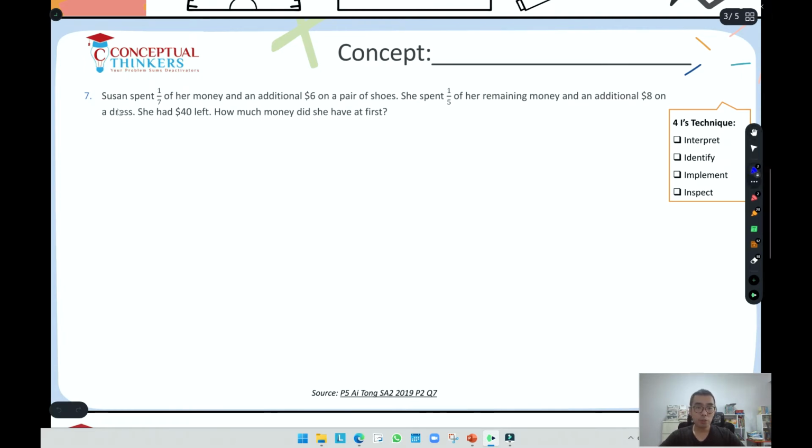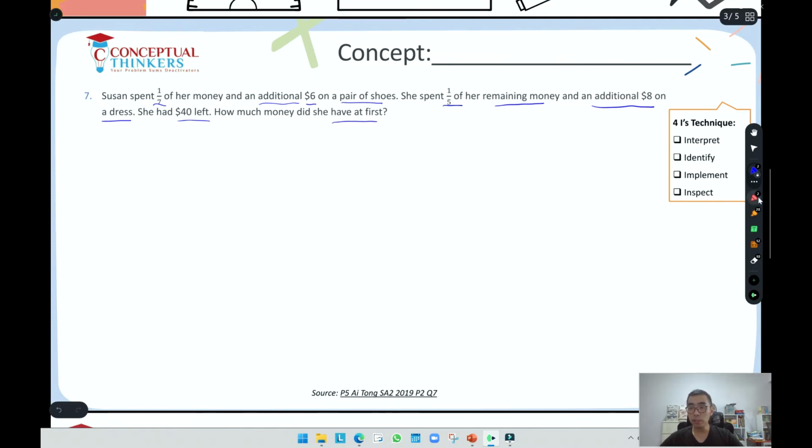Okay, Susan spent 1/7 of her money and additional $6 on a pair of shoes. She spent 1/5 of her remaining money and additional $8 on the dress. She had $40 left. How much money did she have at first?